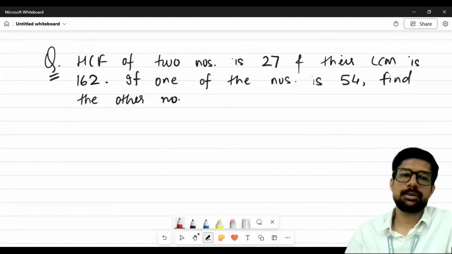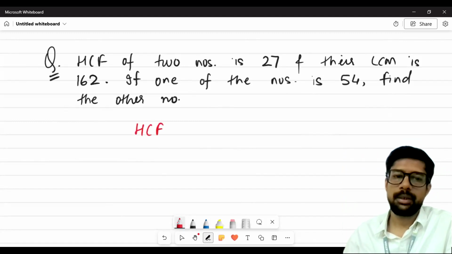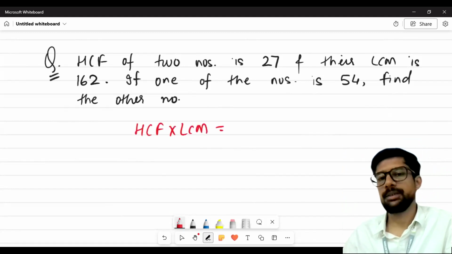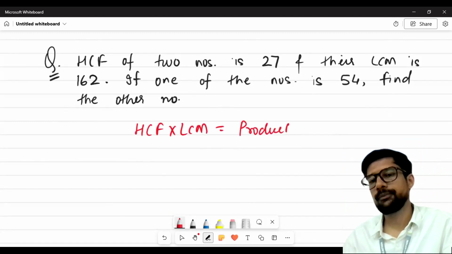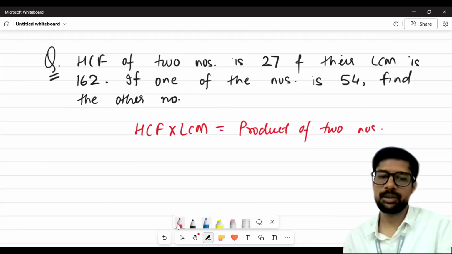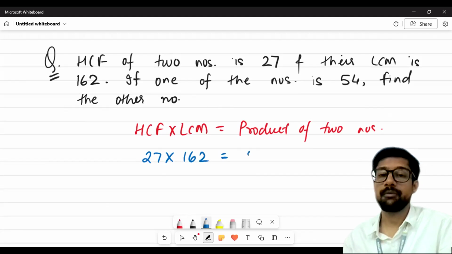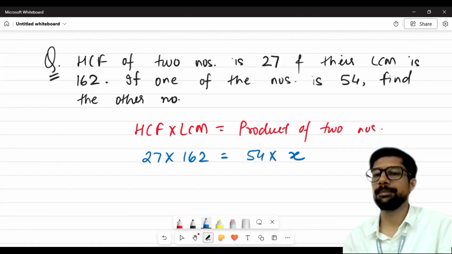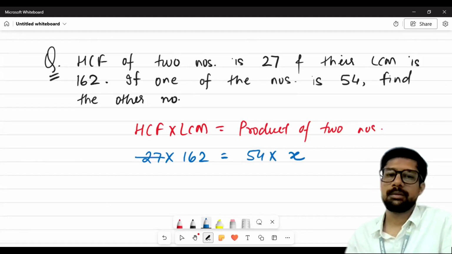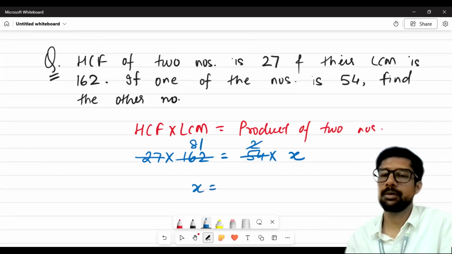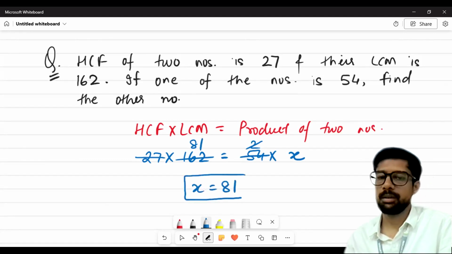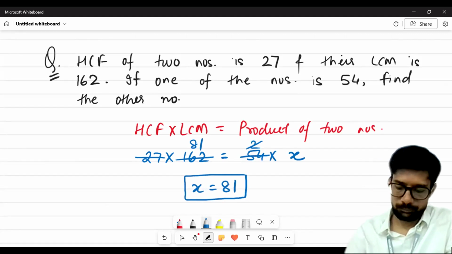ठीक है, so the formula utilized will be HCF into LCM is equal to product of two numbers। ठीक है, so we have three parts out of this, one is unknown. HCF is 27. LCM is 162. One of the numbers is 54. We have to find the other one. That's it. 27 twos are 54 and 27 sixes are 162. So we got that other number to be 81. That's fine.